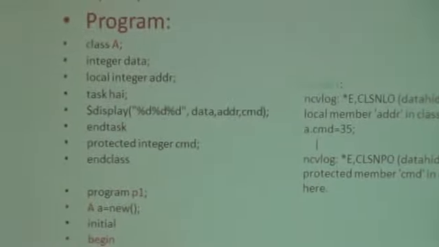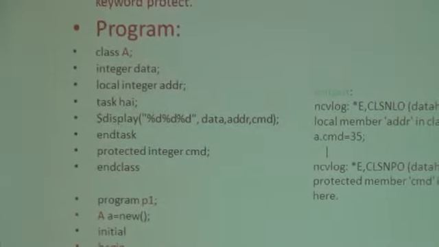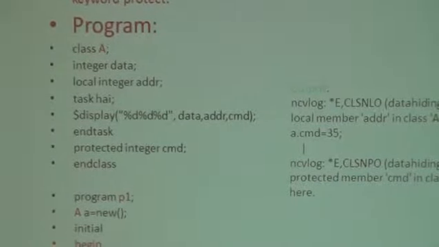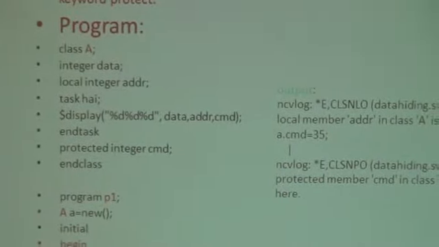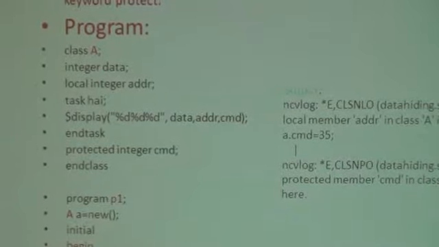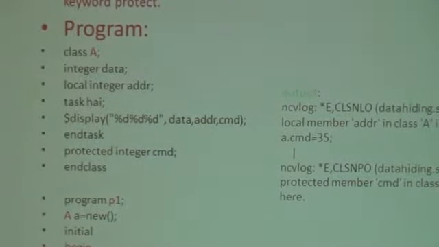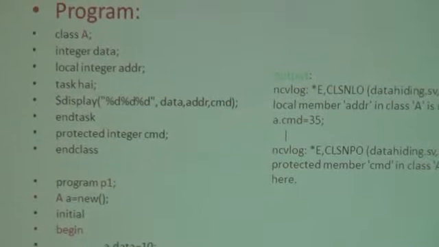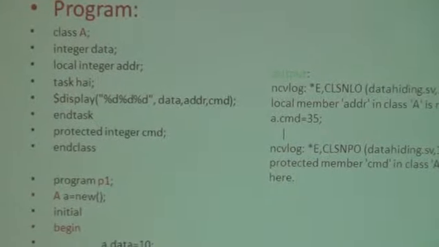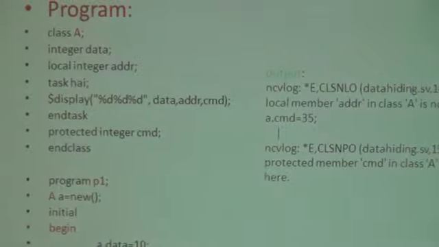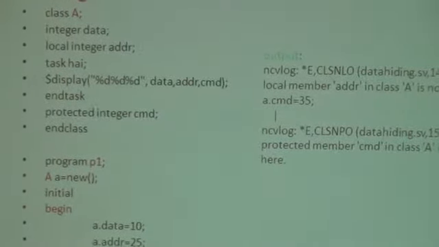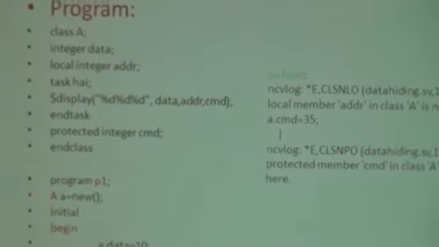If you look here, there is a program I have written. I have declared a class A. In this class A there is an integer data, which is a normal class property, and another, a local integer address, which is the data hiding class property, declared with the keyword local. And in the task high, I wrote $display to print the value of data, address and command, and I have declared another class property, protected integer command, and end class.